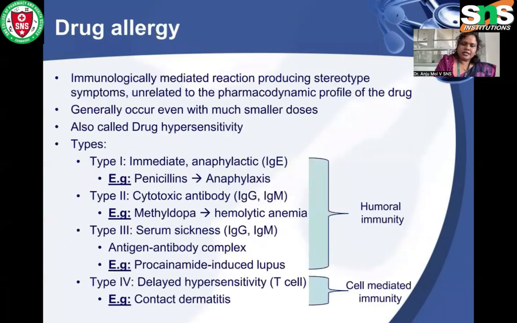Whereas in case of drug allergy, an immunologically mediated reaction produces stereotype symptoms unrelated to the pharmacodynamic profile of the drug, and generally occurs even with very small doses. It is also known as drug hypersensitivity. So drug allergy, also known as drug hypersensitivity, has types 1, 2, 3, 4. Four types are there. First one is type 1. It is immediate and anaphylactic, that is IgE. Example, penicillin causes anaphylaxis.